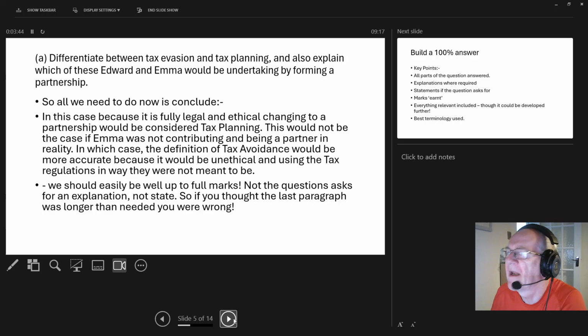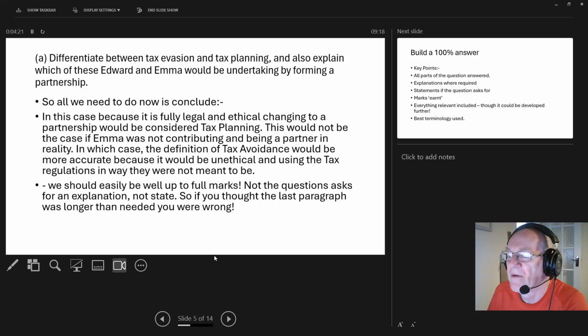So reading the question carefully, it says explain which of these, not state. So if you just state it, this is tax planning, that's not an explanation, so there's a mark lost. So my conclusion, in this case, because it is fully legal and ethical, changing to a partnership would be considered tax planning. This would not be the case if Emma was not contributing, being a partner in reality, in which case the definition of tax avoidance would be more accurate, because it would be unethical and using the tax regulations in a way they're not meant to be.